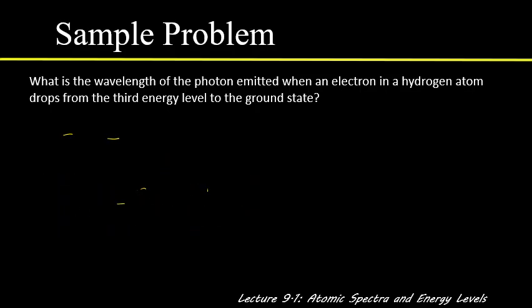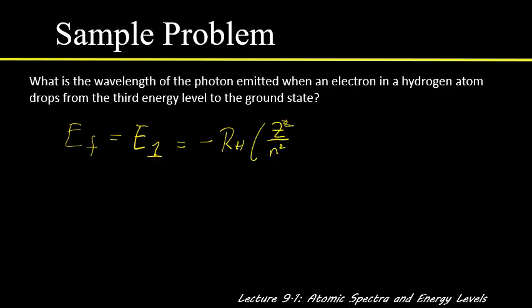We'll do the final energy first. You can do either one first. It doesn't really matter. E final. The electron is dropping down into the ground state, which is the first energy level. So E final is going to be E1. And so this is negative RH. I guess I'll put these guys in here.